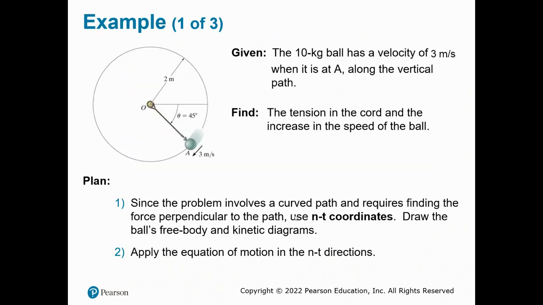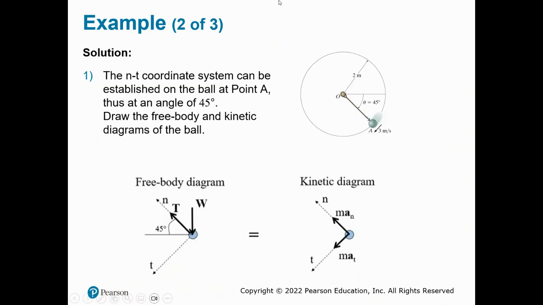Let's take a look at some examples together. We have this ball. A 10-kilogram ball has a velocity of 3 meters per second when it is at A along the vertical path. We're looking for the tension of the cord and the increase in the speed of the ball. We're going to first draw our free body diagram. At 45 degrees, right here at that point, the free body diagram shows all the forces applied to the particle. In this case, you have a tension T in the same direction as the cable, and you have the weight pointing straight down.